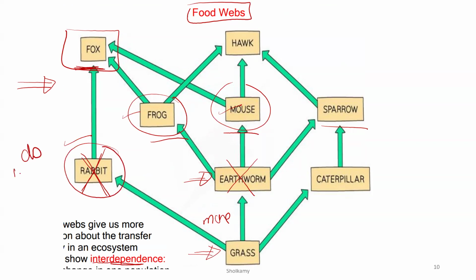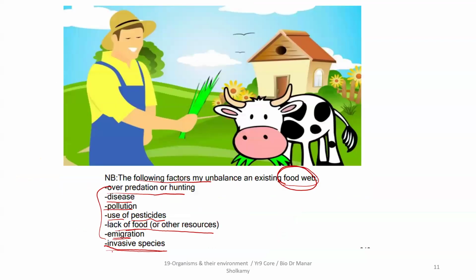Disease. Let's say hunting. I am hunting lots of rabbits and I'm going to destroy my food web. Let's say the immigration of the rabbits. The rabbits found that the weather is not suitable for them, so they immigrate, they leave. Something very important that I want to mention is something called the invasive species. And this is clearly mentioned in your syllabus.